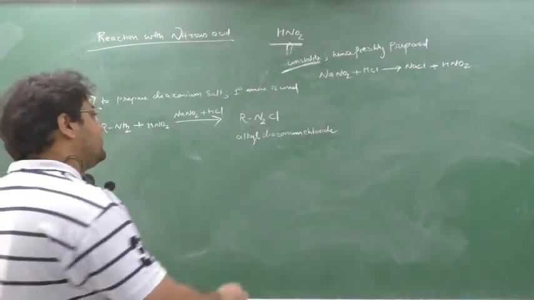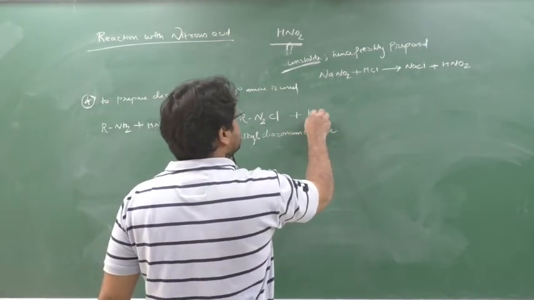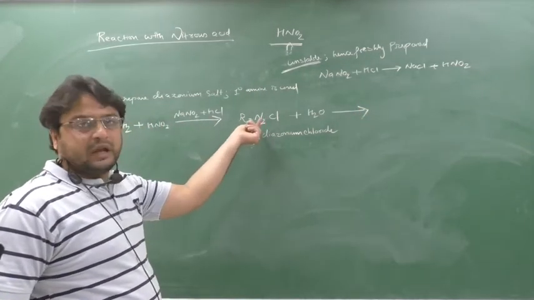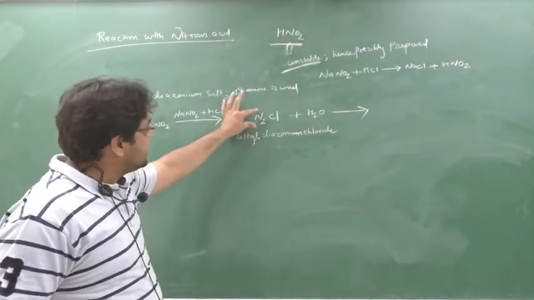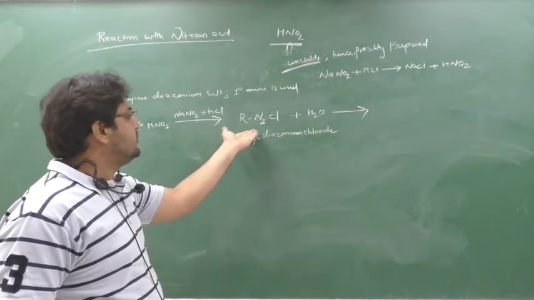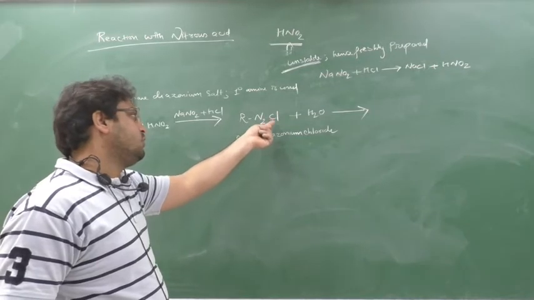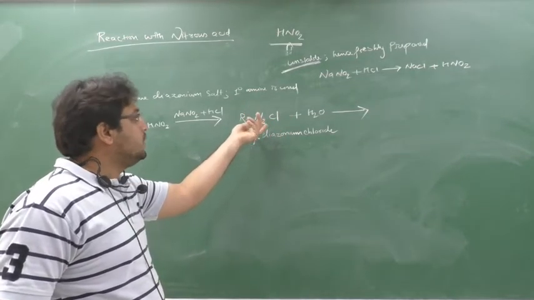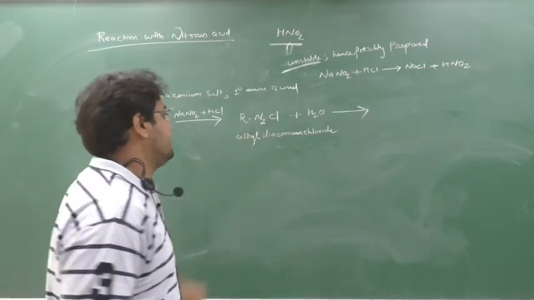Now when you do the hydrolysis, you can clearly see that N2 can be removed. This is nitrogen gas, so entropy is also supporting it. Clearly, nitrogen you can remove. Chlorine is the best leaving group, so chlorine can be easily removed. Nitrogen is a gas supported by entropy, so it can be easily removed, and R also can be easily removed.